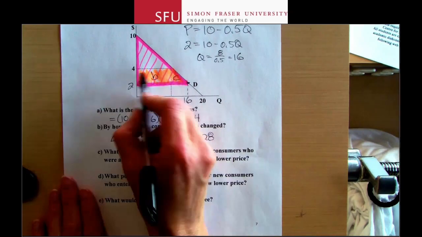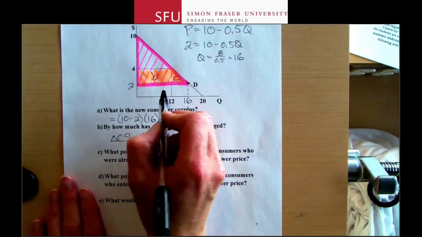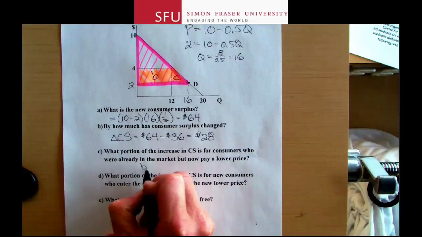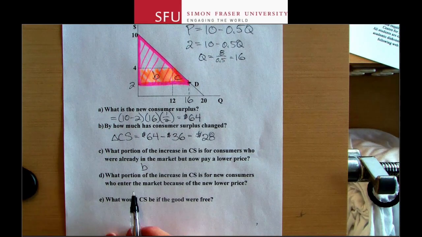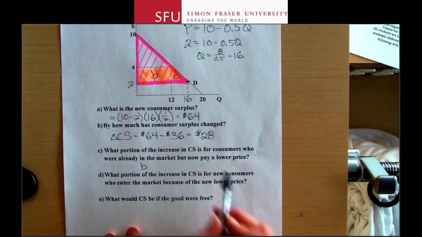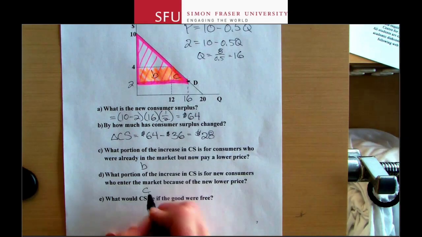They were already buying it when the price was 4. They still buy it, of course, at the lower price. So for them, they get the extra area B. And then the next one, the portion of the increase that's for the new consumers, between 12 and 16, that would be the area C.